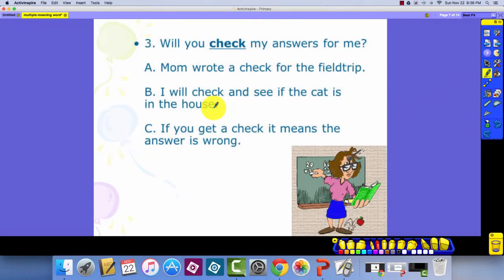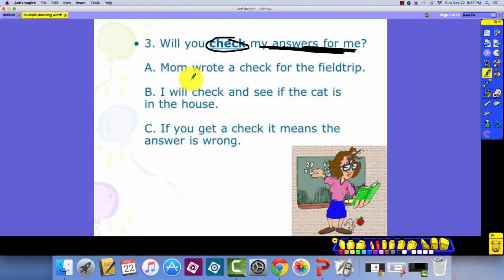Will you check my answers for me? Okay. So again, check, that word, depending on how we use it, can mean a lot of different things in a sentence. So we have to use the clues in the sentence to help us figure out what that word check means. So will you check my answers for me? Okay, so I know she wants to see if her answers are correct or not. Okay, so let's see which option it is.